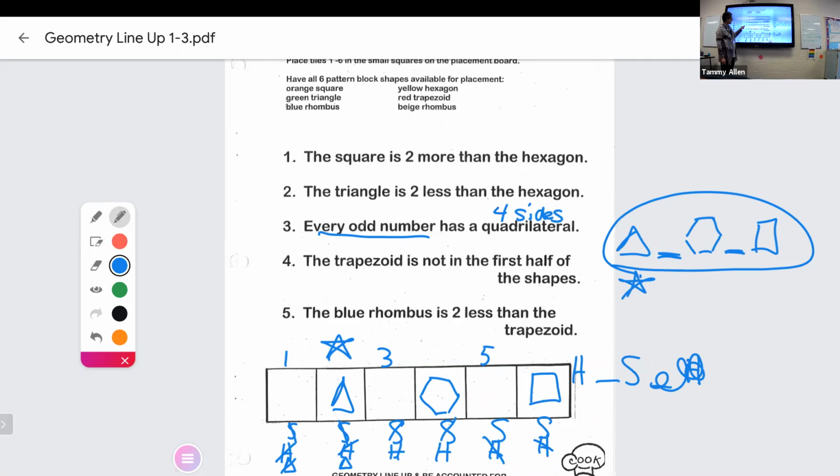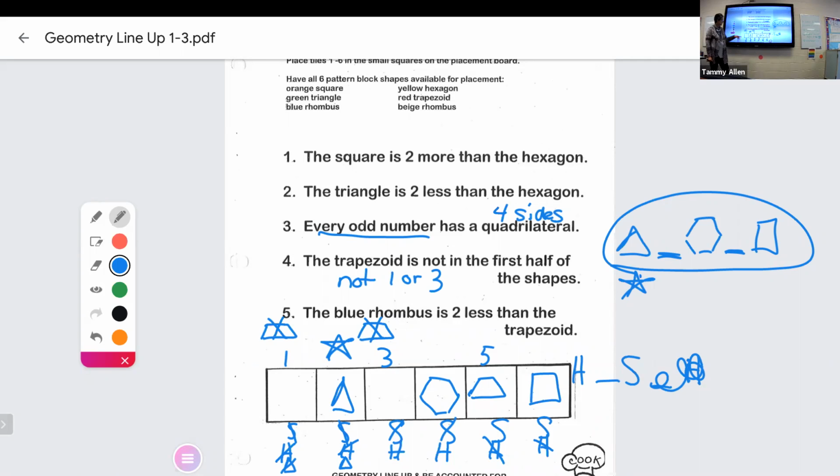The trapezoid is not in the first half of the shapes. So the trapezoid is not here. The trapezoid is not here. That's been established, right? So the trapezoid has to be here. You see that? We cross this off to give this clue, or we could say not 1 or 3. We could put that in right there. Does that make sense?